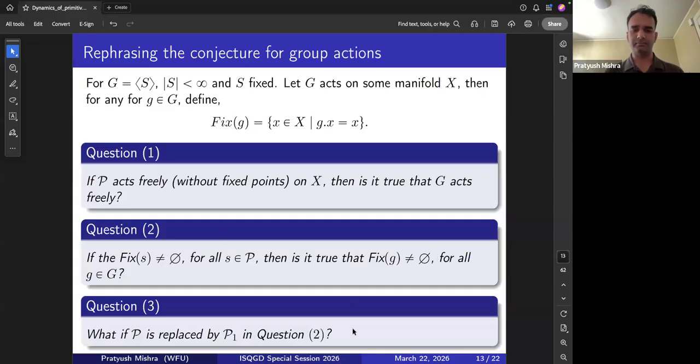Sorry, P means the set of all the primitive elements, and P1 means the first step primitive elements.